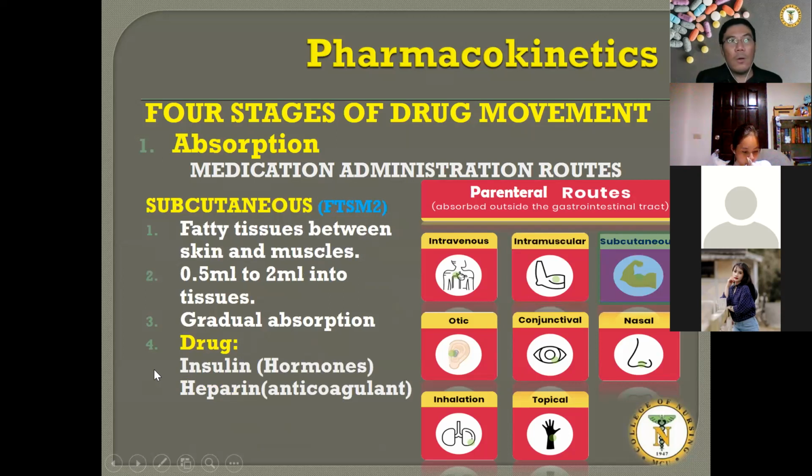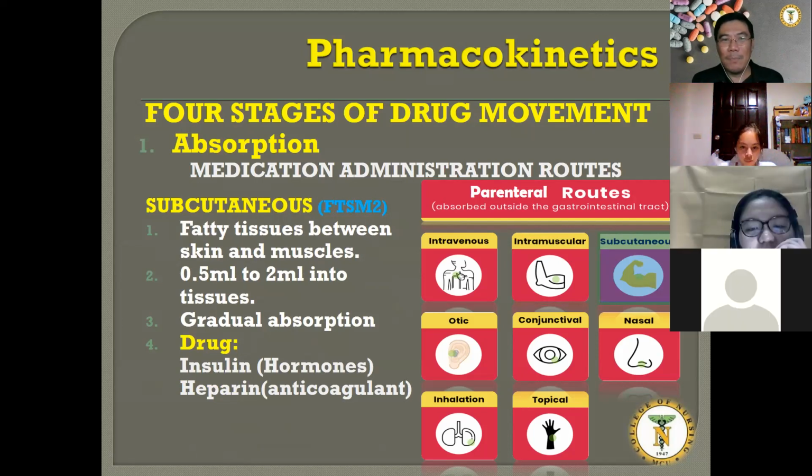Next, let us now proceed with subcutaneous. So intravenous, DABs. What do you mean by DABs? Direct access to bloodstream, intravenous. And again, for intramuscular, MLHSB3: M is muscle, LH less hazardous, SB stays in the blood, up to 3 ml. Okay, good. So for subcutaneous, you will just remember FTSM2.